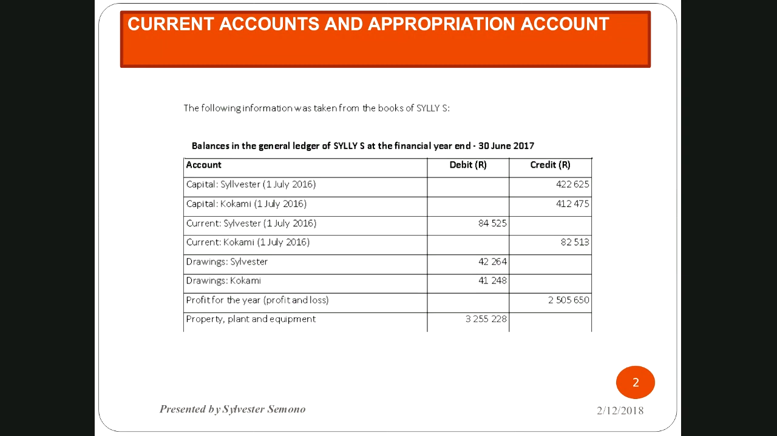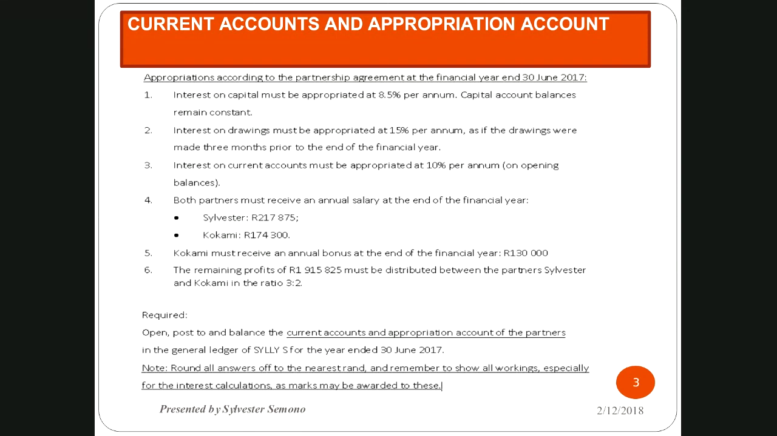Firstly, as you can see here, we've got the list of balances. And please note, make sure that we have got this account, and then thereafter, we will go and open this account. Now, the first account that I want to open, guys, is going to be the current account. This is the partnership agreement, as you can see.